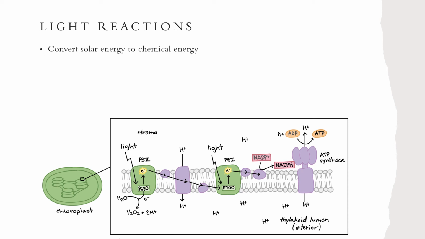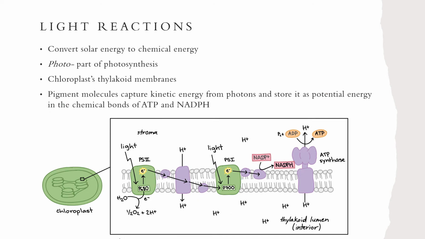The light reactions convert solar energy to chemical energy. You can think of the light reactions as the photo part of photosynthesis. In the chloroplast's thylakoid membranes, pigment molecules in two linked photosystems capture kinetic energy from photons and store it as potential energy in chemical bonds. These chemical bonds we're referring to are ATP and NADPH.